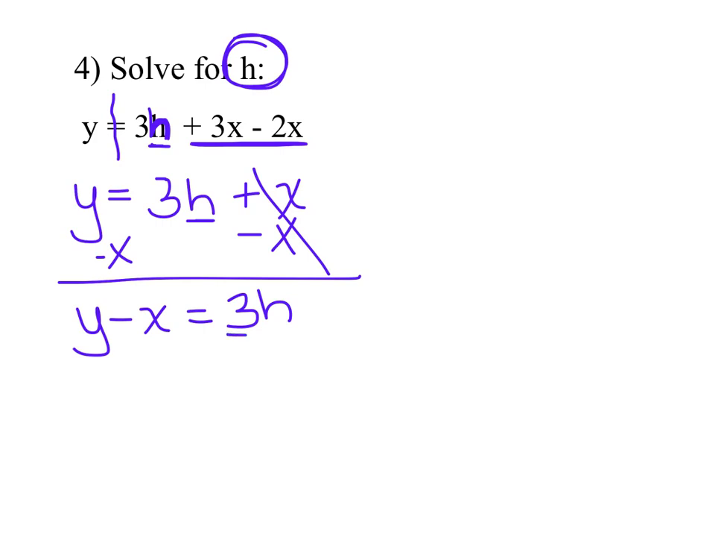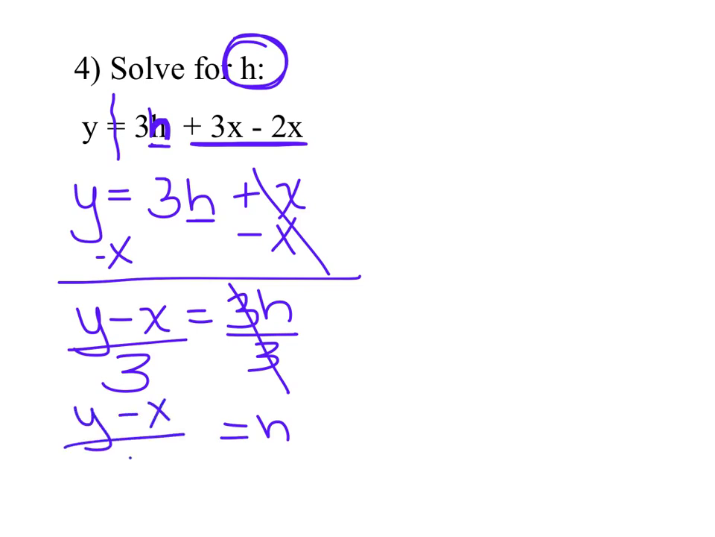Now 3 times h, so I just simply divide by 3. And h is y minus x over 3. It's a formula. You're just transforming one formula to solve for something else. I know.